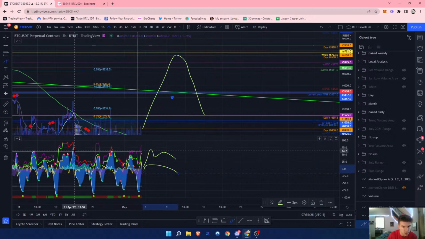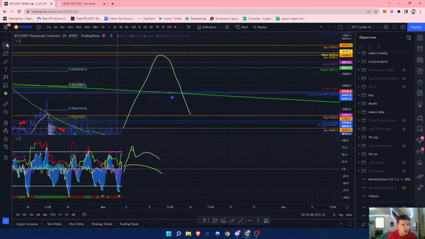And again, this may be a larger anchor wave. It might be larger than this anchor wave right here. But it's just something to look for.